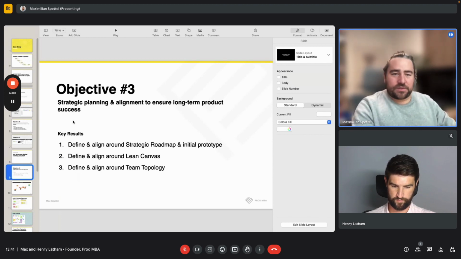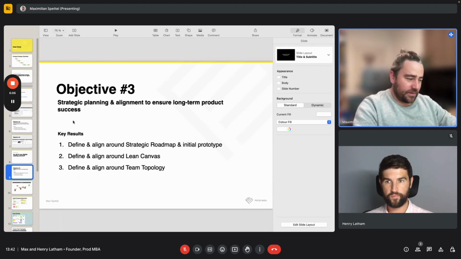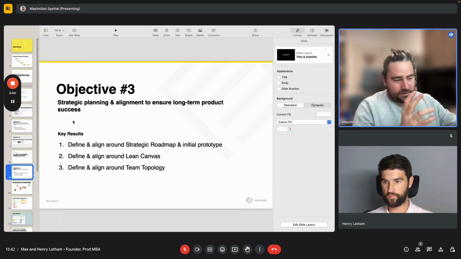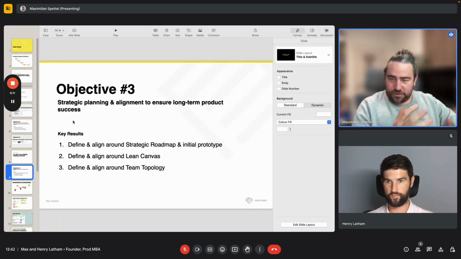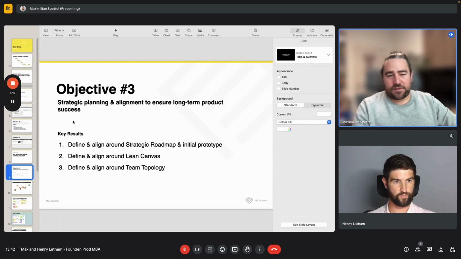The third objective was the strategic planning and alignment to ensure long-term product success. We wanted to make sure that we not only have a clear offer to our potential clients, but also plan a roadmap on how to get there, set up an initial prototype, and define the lean canvas, which is a framework to use when designing products.